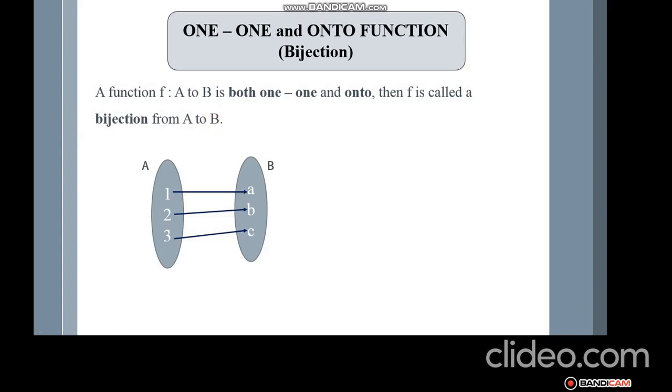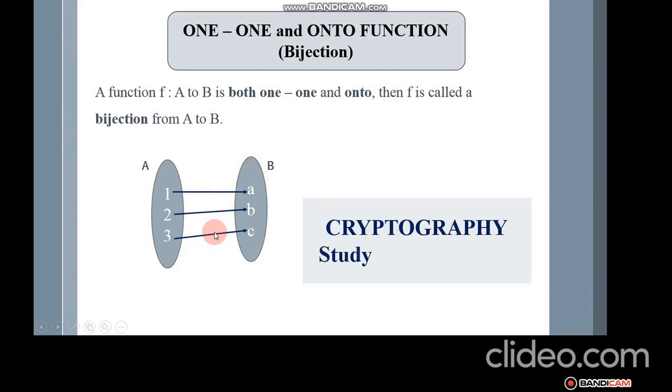Here is an example: 1 maps to a different element, 2 has a different element, and 3 has a different image. So it is one-one, and every element in B has a pre-image in A, so it is onto. It satisfies both the conditions, so it is said to be a bijection.